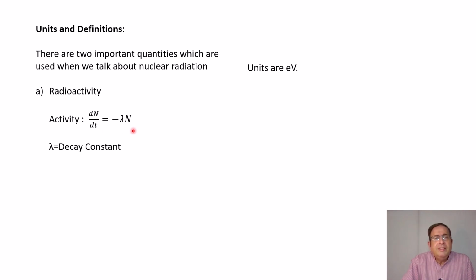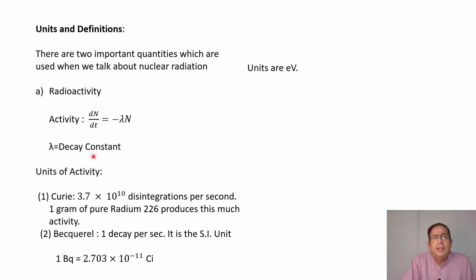So basically this dN by dt is proportional to the number of nuclei which are present in the sample. So if the number of nuclei is high, then the rate of decay is also going to be high. And the proportionality constant is called the decay constant, which is the lambda. So higher is the decay constant, higher is the activity. So decay constant basically tells you how radioactive a substance is.